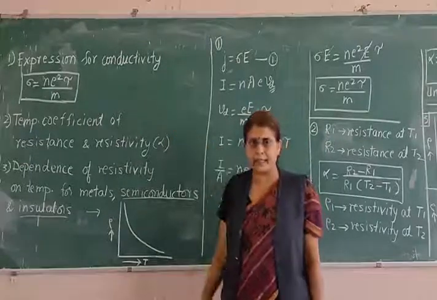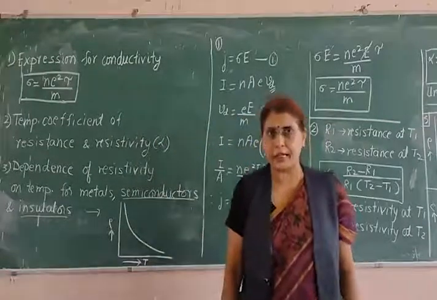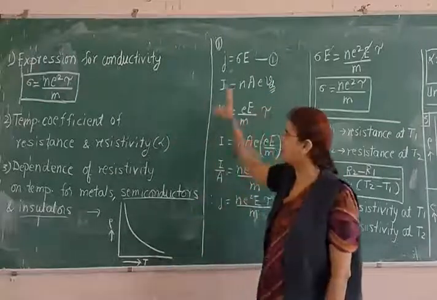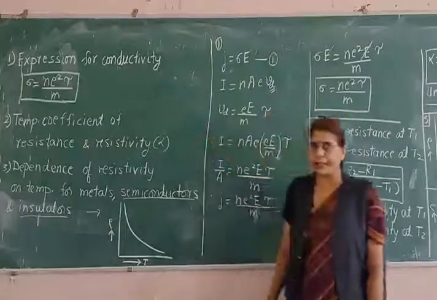Hardly 3 steps are there, but if you want to write it for 5 marks, definitely you have to draw a figure which I had drawn last time for drift velocity. The same figure you can draw at the start and then you can start with the derivation. So let us come to the expression for conductivity.